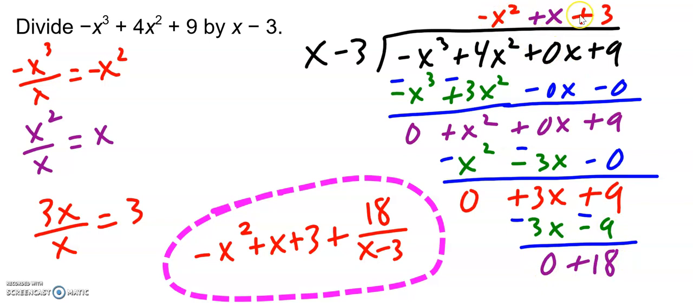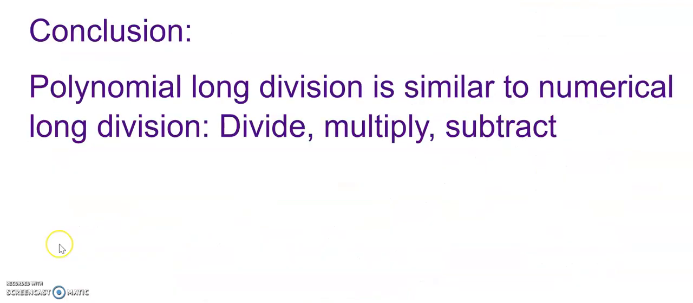So I take my quotient, which is the result of the division here, negative x squared plus x plus 3, plus the remainder over the divisor. Okay, so that was our polynomial long division. Again, it is a long process, hence the name, but it is very systematic. And what I mean by that is that if you stay organized, it is a process. You can just go through each step and get to your answer in the end.